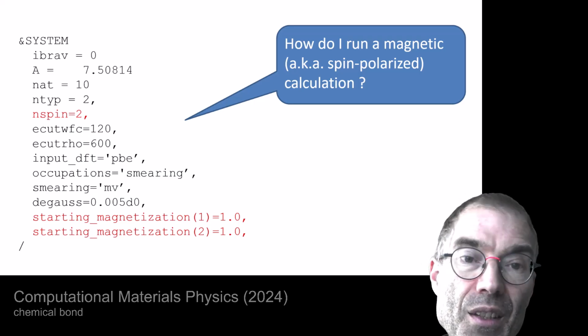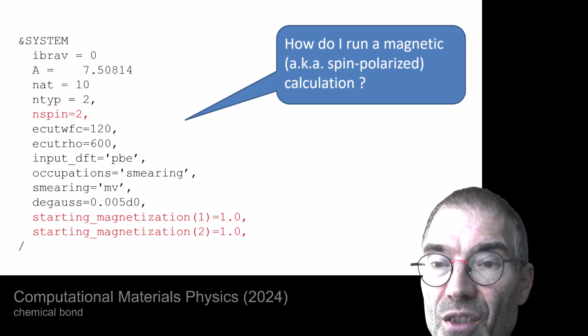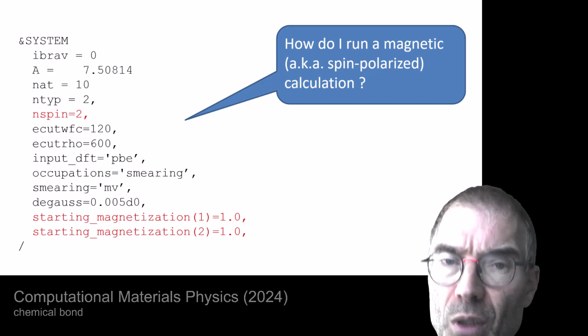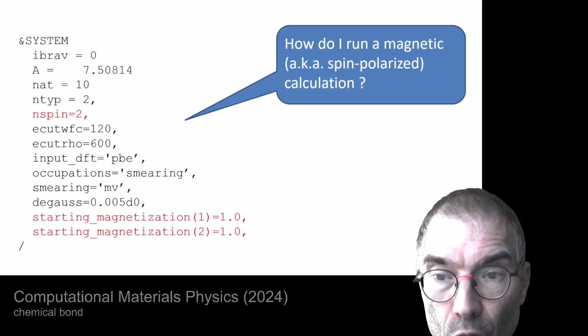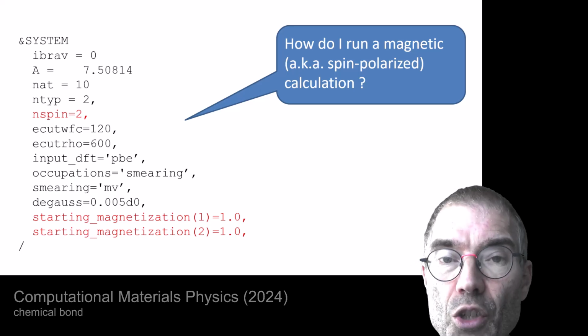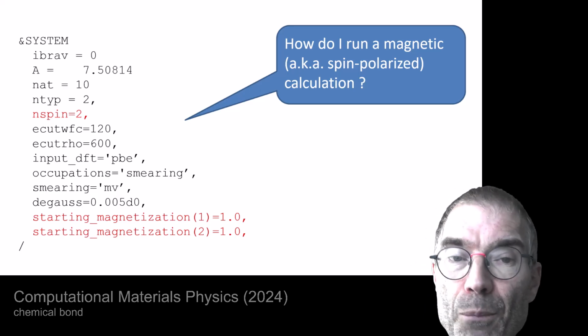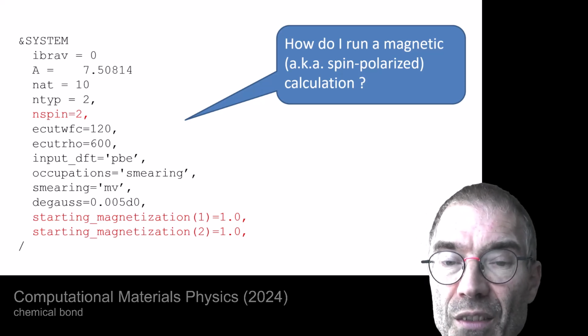We met in this module also magnetic calculations, and I will come to that more specifically later on. But how do you run technically a magnetic or a spin polarized calculation where you do not always have the same number of spin up compared to spin down electrons?